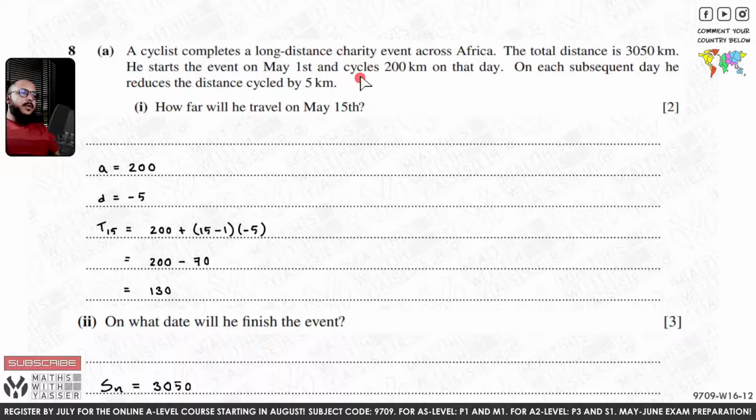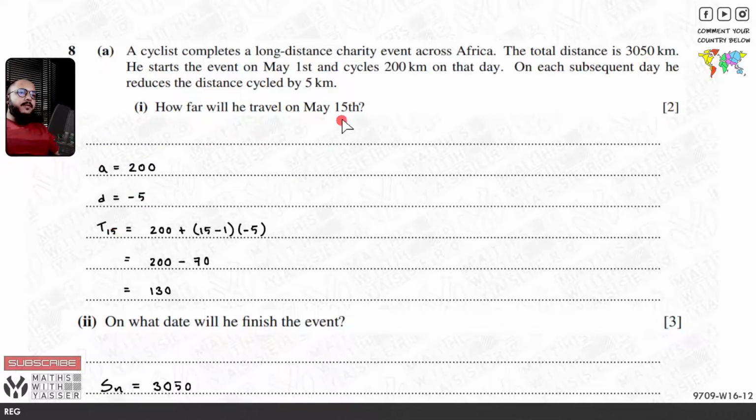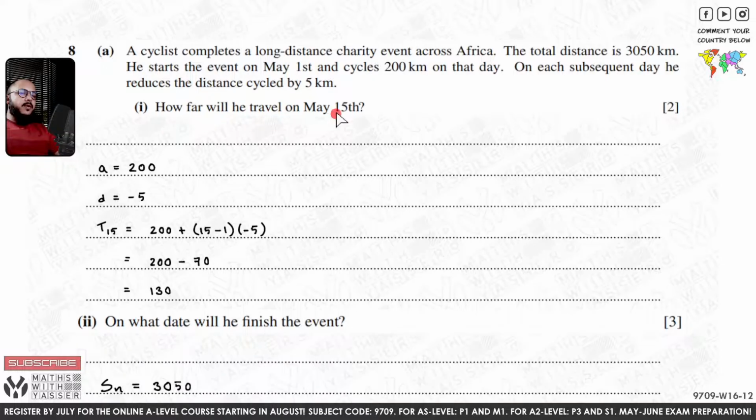From the question, you should understand that this is an arithmetic progression because he is reducing the distance each day by 5 kilometers. So the first term will be 200, and since he is reducing, the common difference must be negative 5. In order to find how far he traveled on the 15th of May, the date started from the 1st of May, so it must be the 15th term they're talking about. So 200 plus (15 minus 1) times negative 5 will give us the answer. We are using the formula a plus (n minus 1) times d. That gives us 200 minus 70, which is 130.